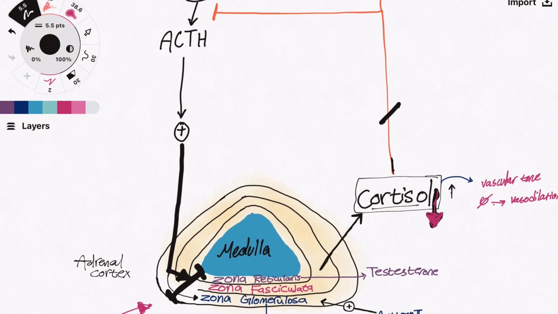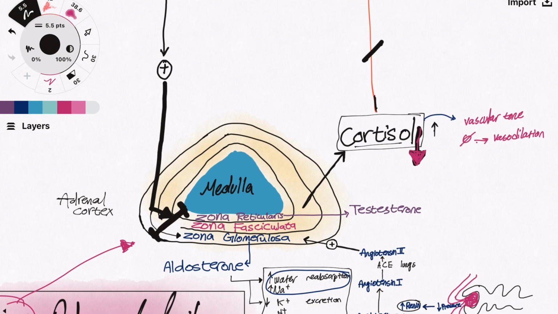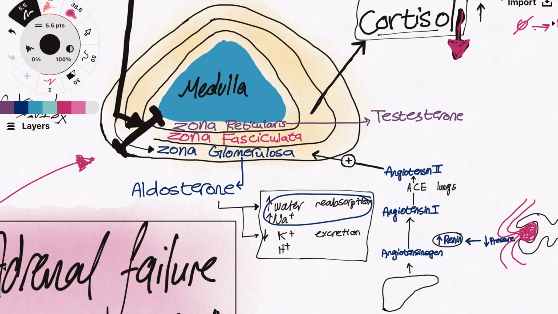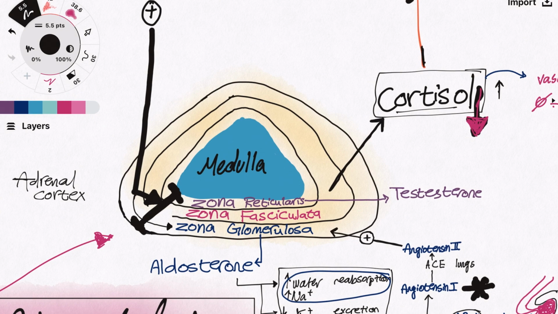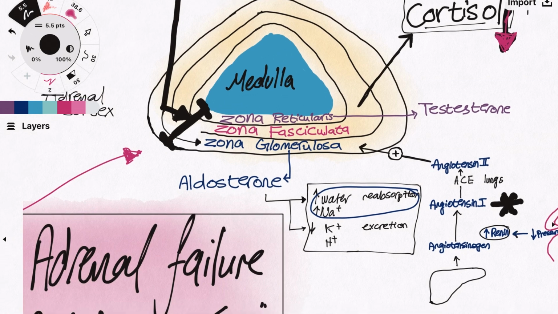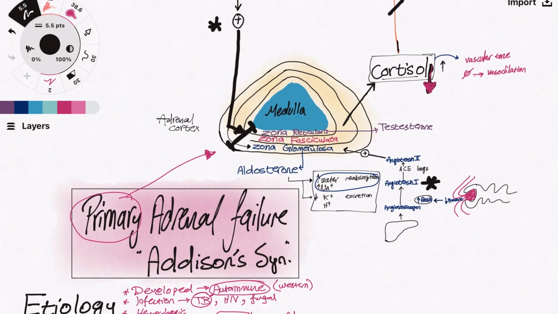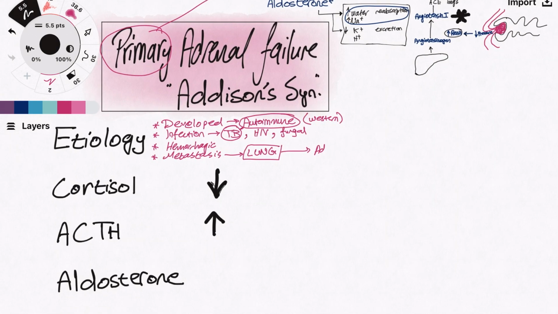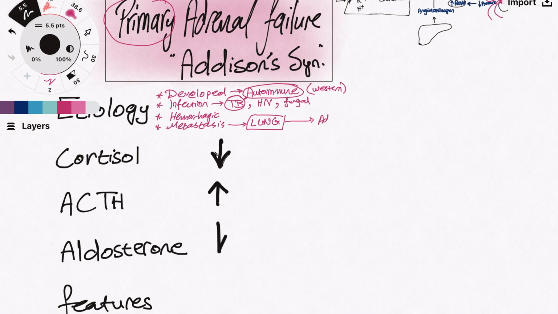Because if the problem was in the axis, then cortisol only would be affected, because as we said, aldosterone is mainly regulated by angiotensin, so by the renin-angiotensin system, not by the CRH-ACTH system. Therefore, when we talk about primary adrenal failure, just keep in mind that all layers are malfunctioning: zona glomerulosa, fasciculata, and reticularis. We will have reduction in the production of both aldosterone and cortisol. So aldosterone is going to be low.